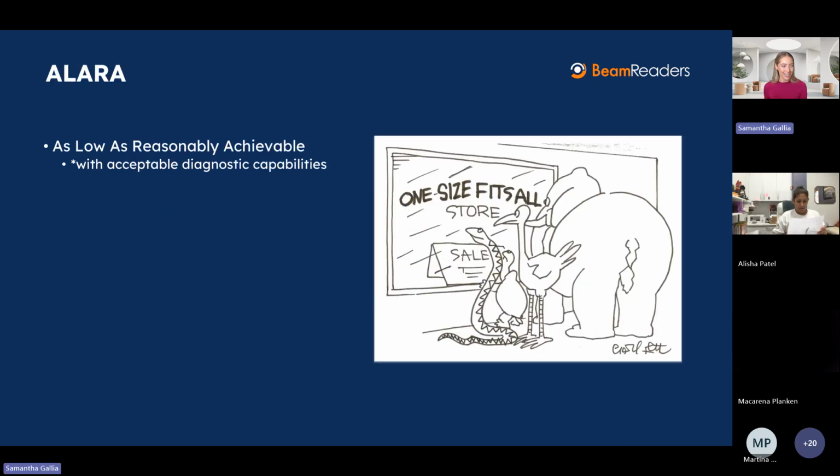So ALARA, we touched on this, but we want to be practicing by ALARA, which means as low as reasonably achievable. And I always like to asterisk that and add "with acceptable diagnostic capabilities." So it is super, super important that we are, like I said, customizing every case with the specific parameters that we're using for our machine.